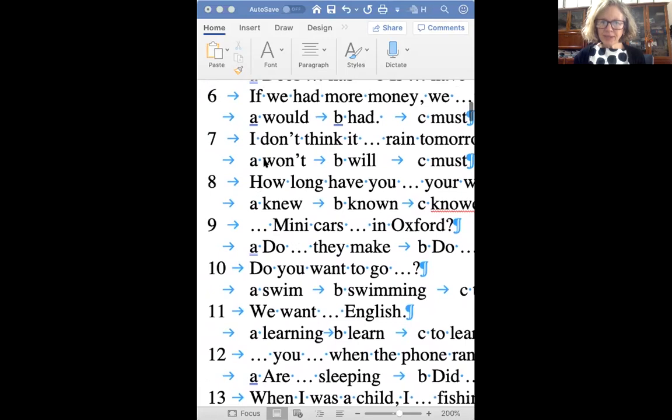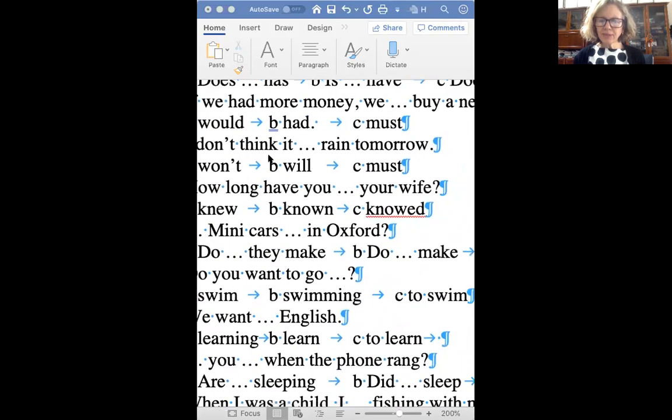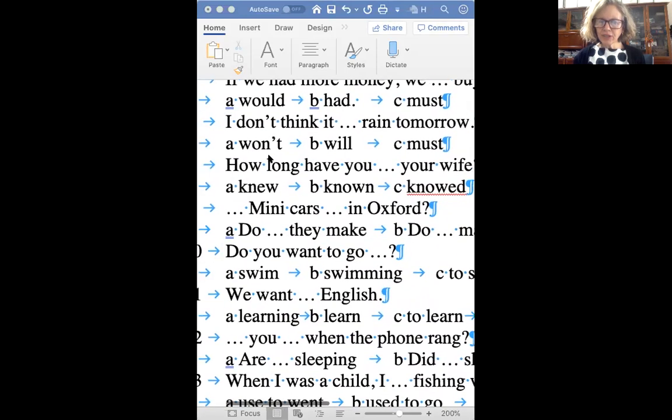So Francis, number 7. I don't think it will rain tomorrow. So let's see the answer, Francis. Remember we did predictions last week. You have 2 ways to say predictions, both future words. And it means perhaps it will. Okay, I don't think it will. Yes, good. So will, or what's the other way to say predictions, everyone? Is it going to? Yes, that's right.